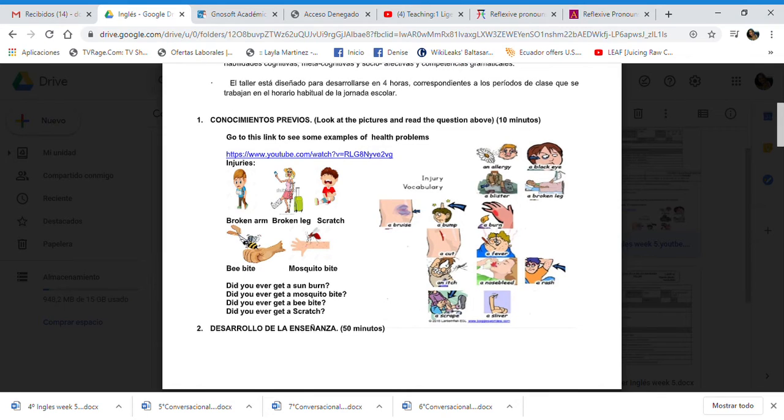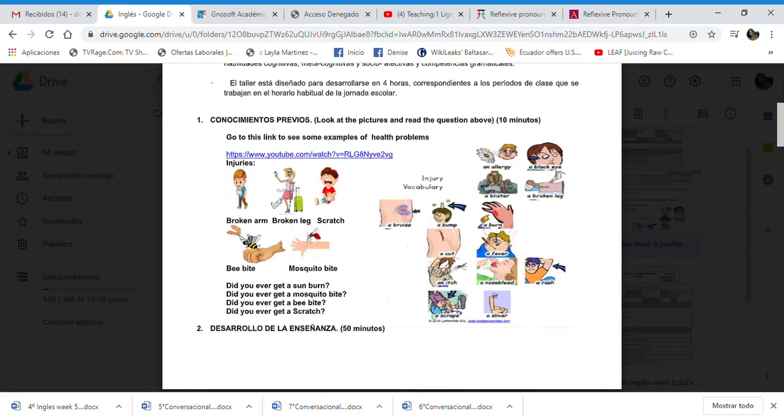Injuries. On this occasion, we are going to study some injuries that we can have. For example, a broken arm, a broken leg, a scratch, a bee bite, a mosquito bite, an allergy, a black eye, a blister, a bruise, a bump, a burn, a cut, an itch, a nosebleed, a rash, a scrape, a sliver. All these are words that correspond to injuries.